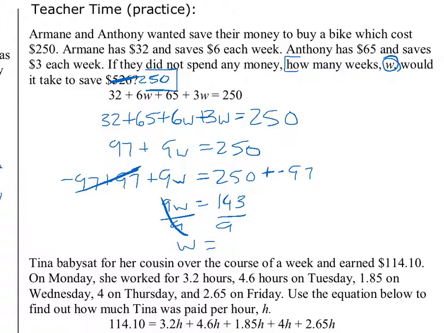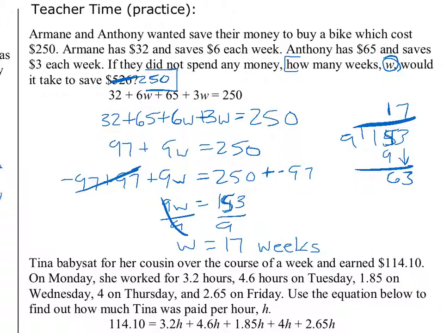W is equal to 143 divided by 9. Sorry, that should be 153. Sorry. 153 divided by 9 goes in one time. 9 times 7 would be 63. So I get W equals 17 what? Weeks.